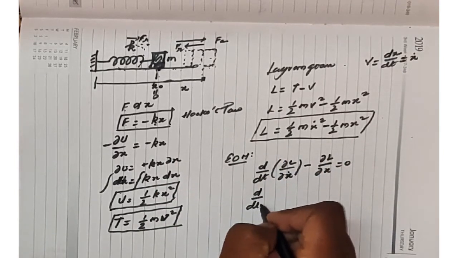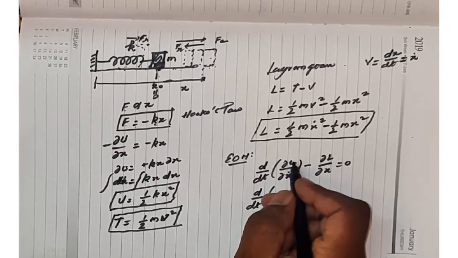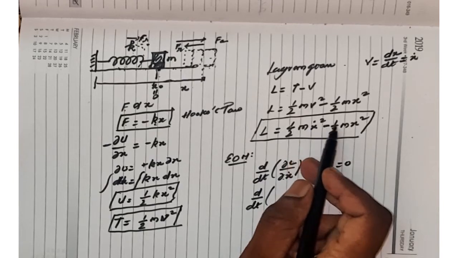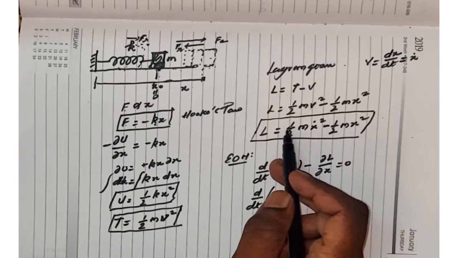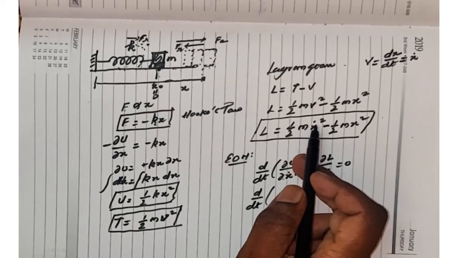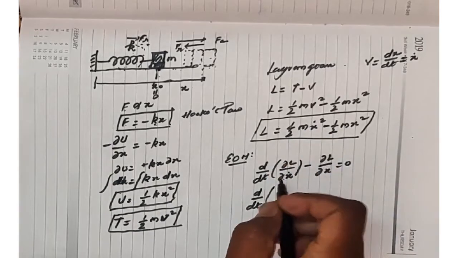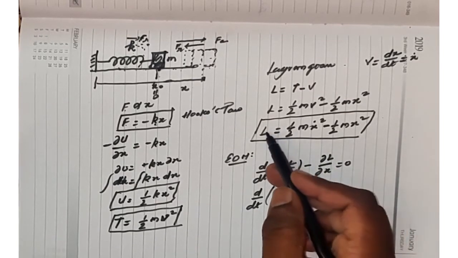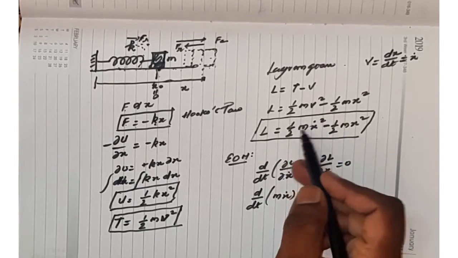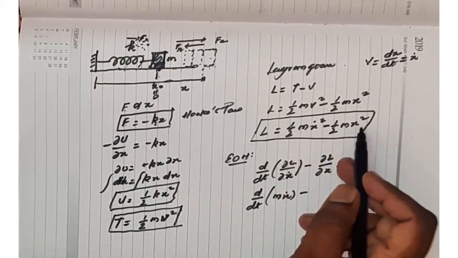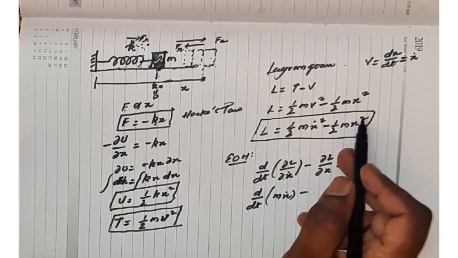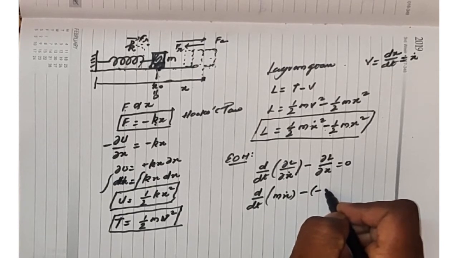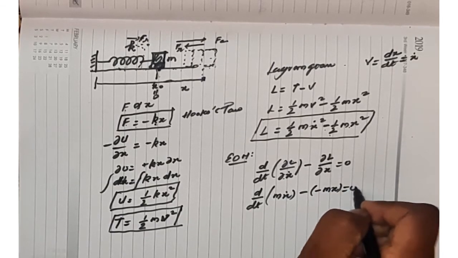So d by dt of, first we need to find the partial dou L by dou x dot. If you take the derivative dou L by dou x dot, here x dot will be there, and in the potential term there is no x dot, so that term goes to 0. Taking the derivative, 2 x dot, the 2 will cancel, and we have m x dot here, minus dou L by dou x. In the first term there is no x, so this term goes to 0. Taking the derivative of the second term, minus 2x, the 2 will cancel, so minus m x equal to 0.